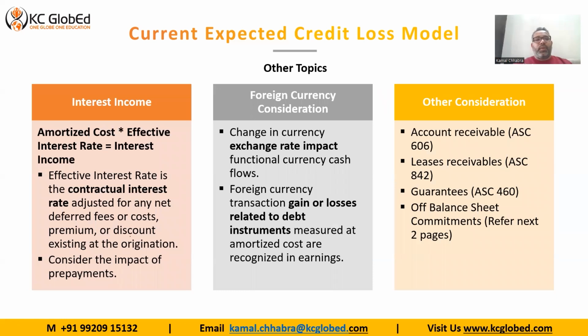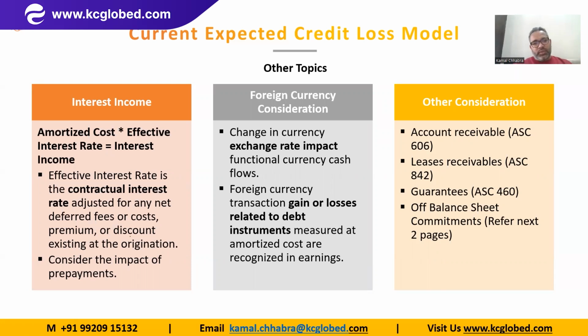The other topics are interest income, foreign currency consideration, and other considerations for ASC 326. Interest income, we all know, is amortized cost multiplied by the effective interest rate. What is the effective interest rate? That also we have discussed. The effective interest rate is the contractual interest rate adjusted for any net deferred fee, cost, premium or discount at origination, or considering the impact of any prepayment. So prepayment will reduce the amortized cost.